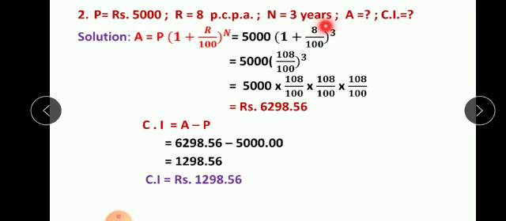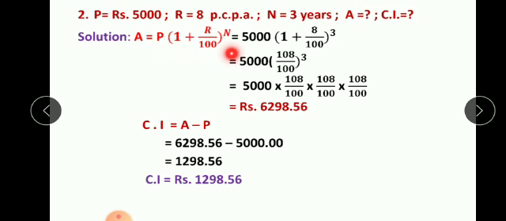The question is given in the table, we have to write it in the solution part also. So principal P is equal to rupees 5,000, R is equal to 8% per annum, N is equal to 3 years. We will calculate amount is equal to question mark and compound interest is equal to question mark. Which formula will we use again? Amount is equal to P into 1 plus R upon 100 to the power N.